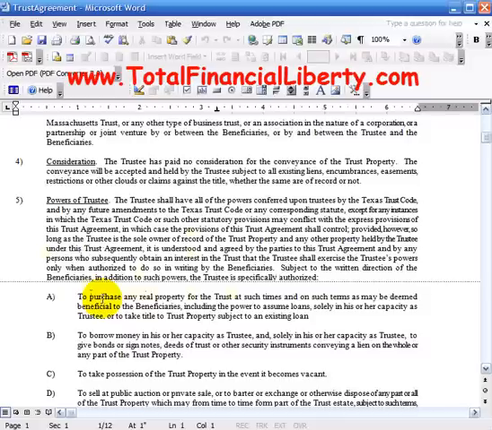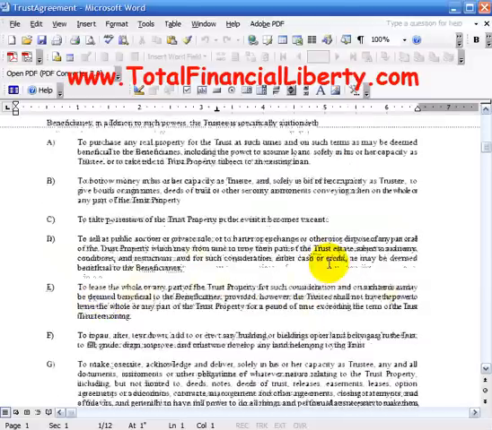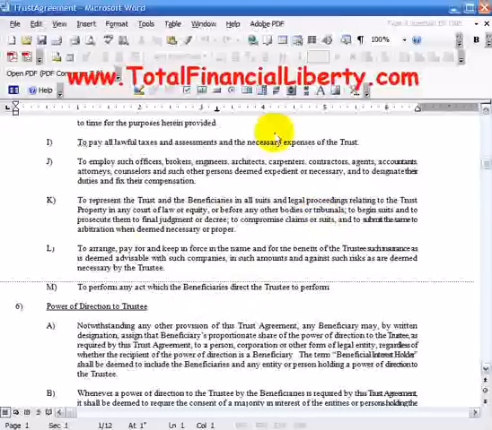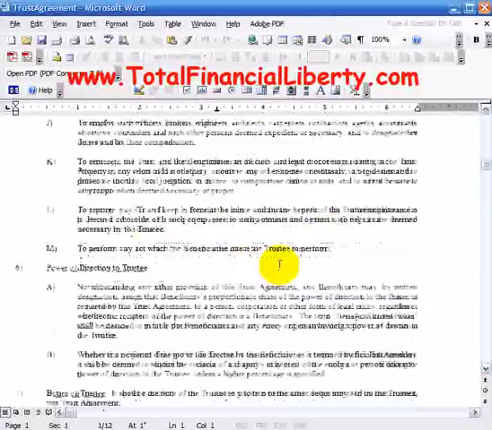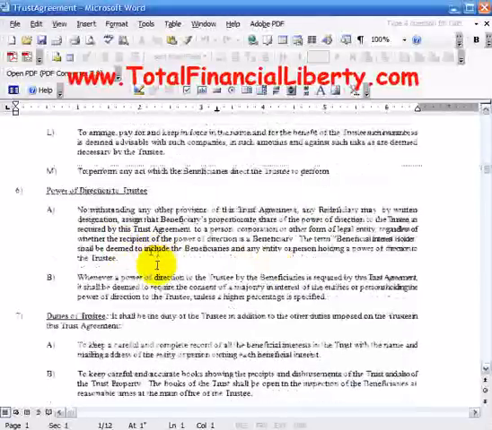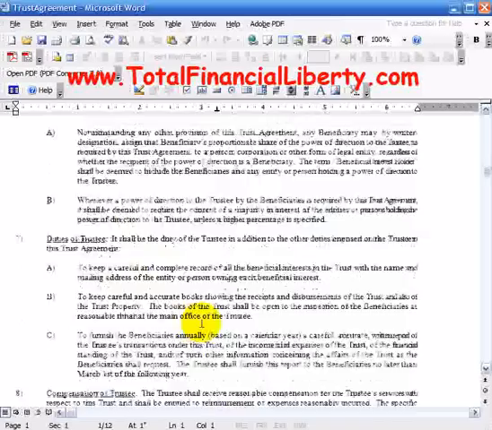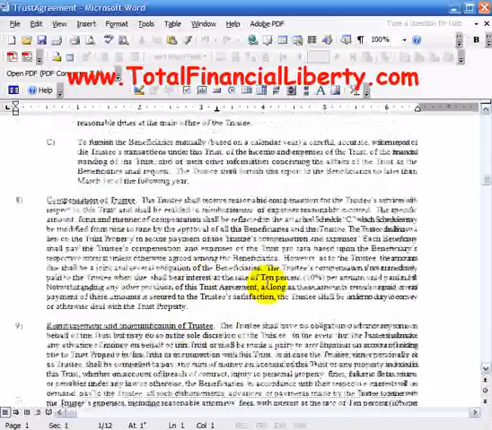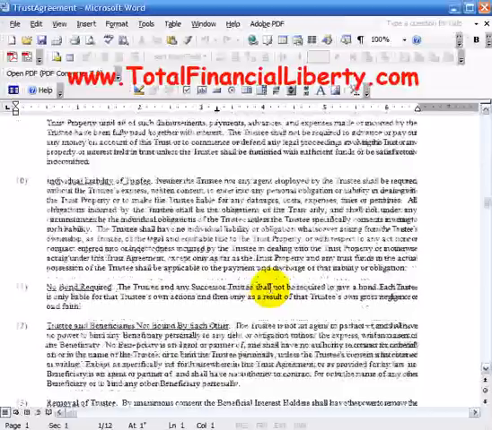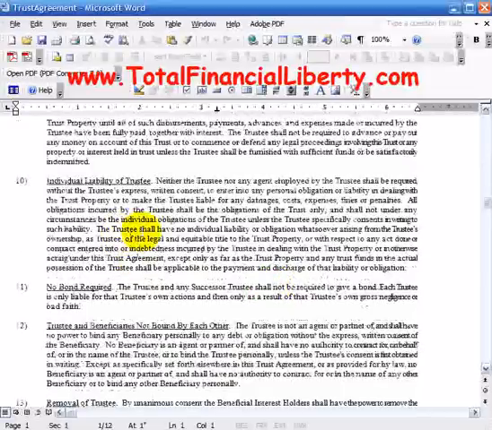If they act without it being in writing, then they can be held legally responsible for that. Okay? Then you go in and you can talk about all the different things that they're responsible for. Here's the power of directions, the duties of the trustee, compensation of the trustee. All right? All these different things are in here. They're very important, but you need to read them.